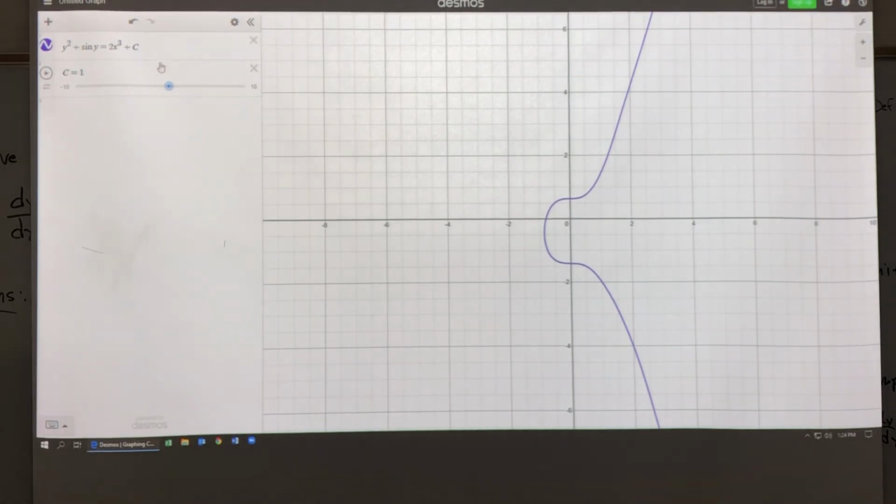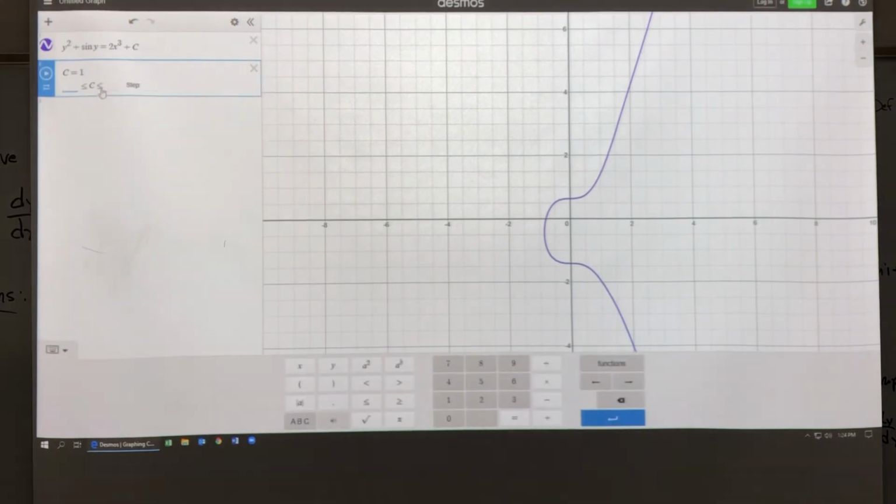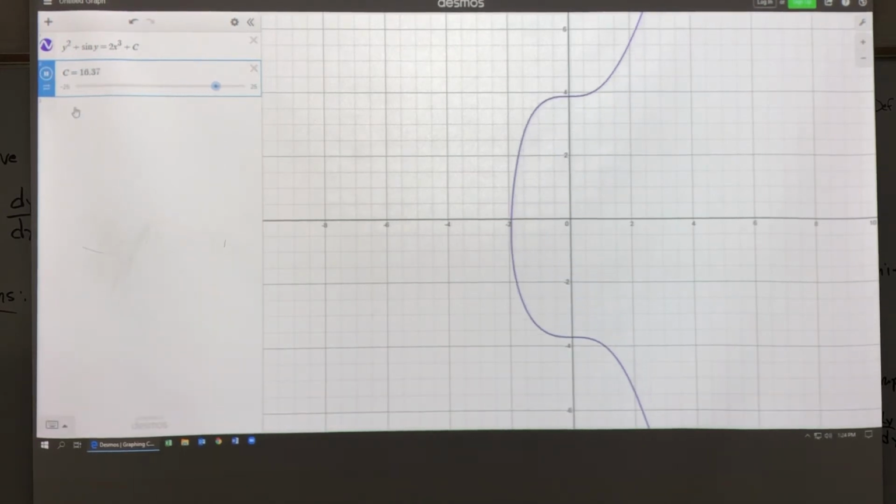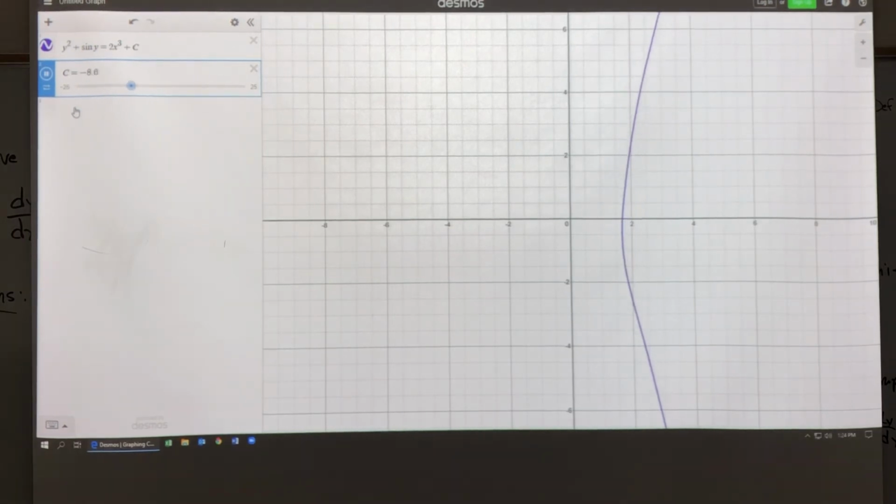And I'm wondering what this graph will do as I activate this slider and let the value of c oscillate between -10 and 10. And by the way, you can change those parameters by clicking. For example, if I want the c to oscillate between -25 and 25, I can do that. And I can even tell it its step size or leave it alone. So let's see what happens. There's large values, and now it's going to, interesting.